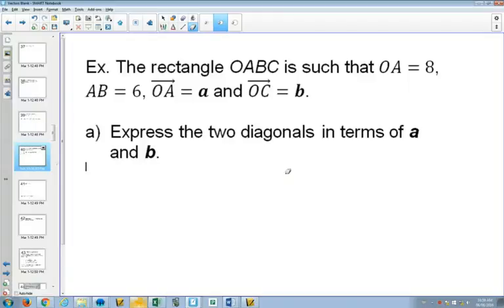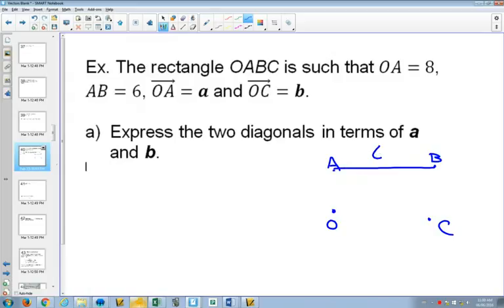So here we've got a rectangle OABC. So if we drew a picture of this, here's our origin. A to B is 6, O to A, so this length is 6. This is vector A. This is vector B.